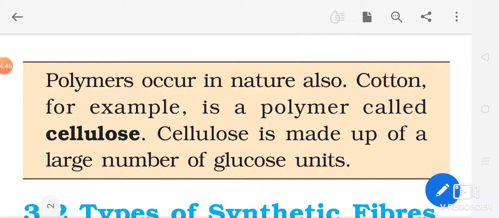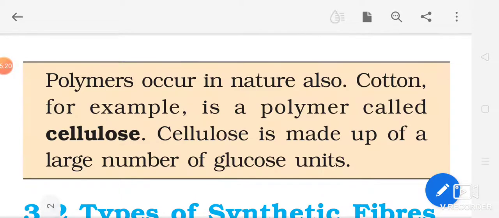Fine. And what is this cellulose made up of? It is made up of glucose. Fine. A number of glucose units are combined together to form cellulose. And this is an important MCQ sort of question, students: which is the naturally occurring polymer? That is cotton, and what is its name? It is cellulose. And what is it prepared from? Glucose. Fine. So you need to remember this.